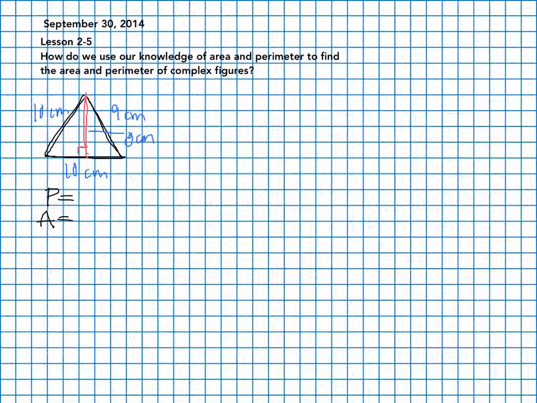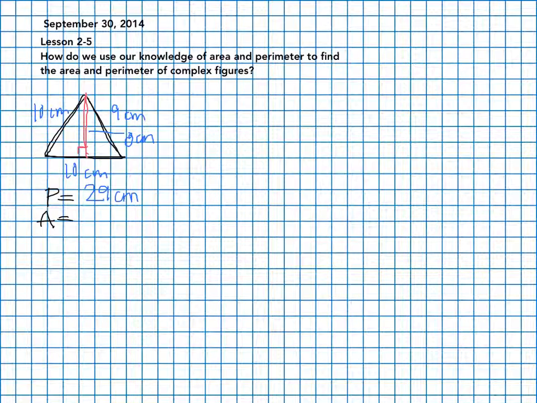Now, the first problem was, what is the perimeter? Remember, perimeter is the distance around. So if you were to walk from side 1, side 2, side 3, that would be your perimeter. To figure that out, you're going to add them all together, and you're going to get 10 plus 10 is 20, plus 9 is 29 centimeters.